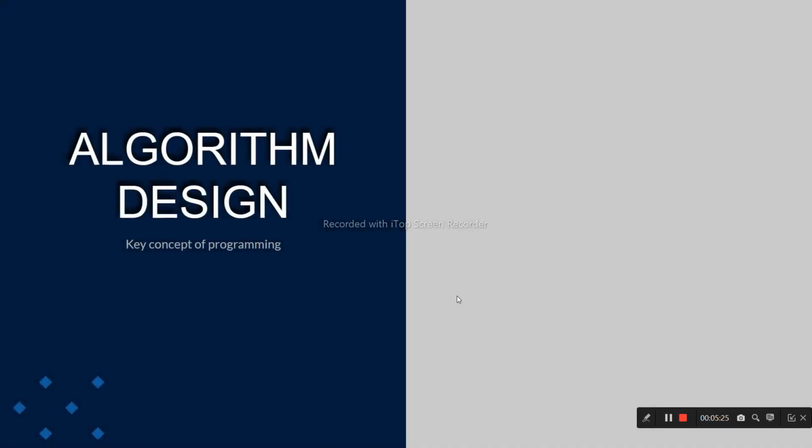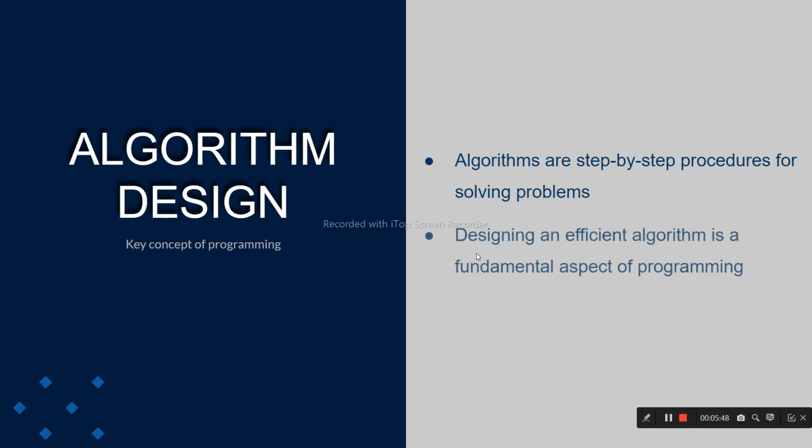Then we have what you call algorithm design. Algorithms are step-by-step procedures for solving problems. Most of the time when you're coding, you're writing algorithms. The step-by-step procedure that you use in solving these problems is what we call an algorithm. And basically, when you're programming, we say that you're supposed to design an efficient algorithm.